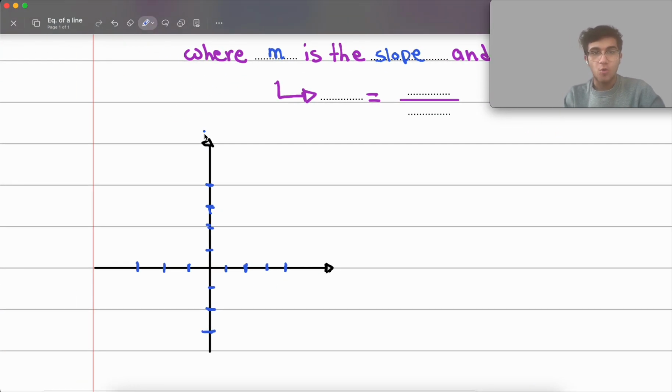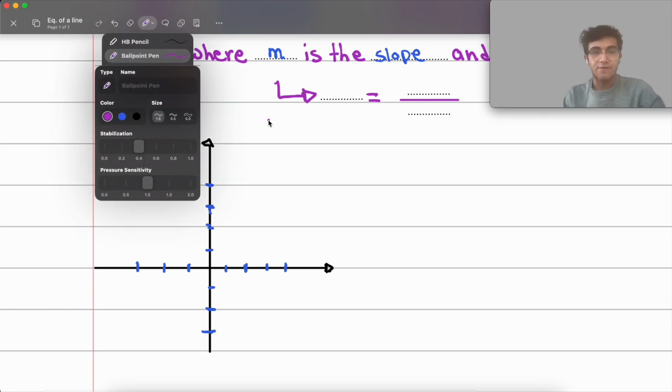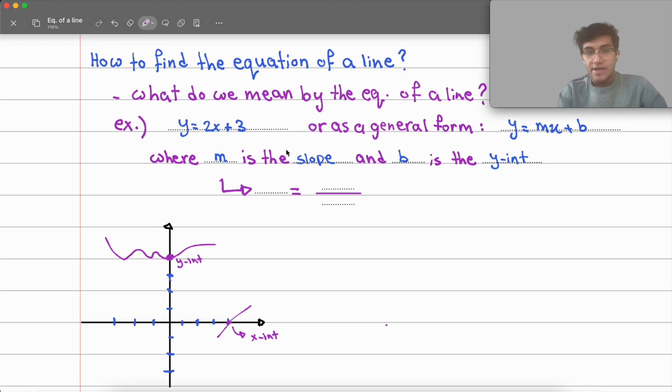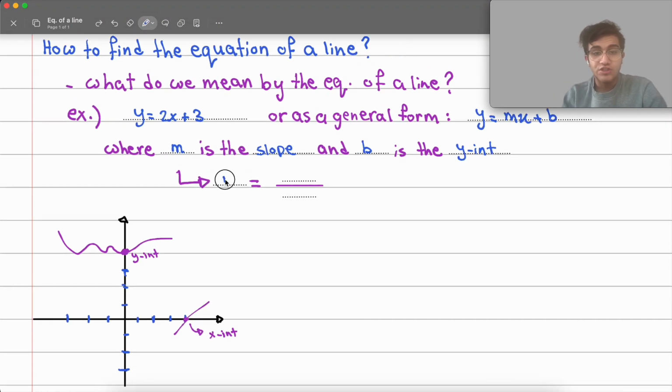So any point on this graph where it crosses the vertical axis, for instance, let's say I have a function such as this. This point right here where it crosses the vertical axis, or the y-axis, is called the y-intercept, and the point where it crosses the x-axis right here is called the x-intercept. And the slope, which is m, is equal to rise over run.